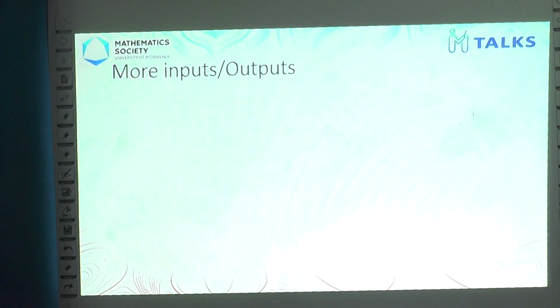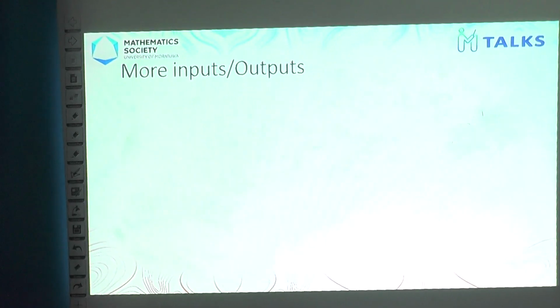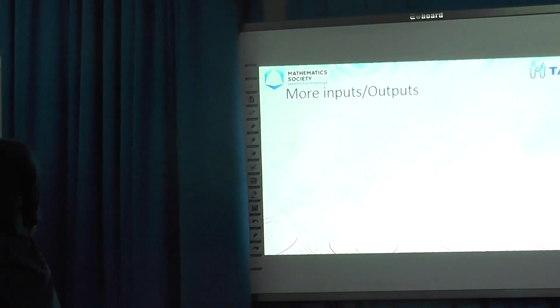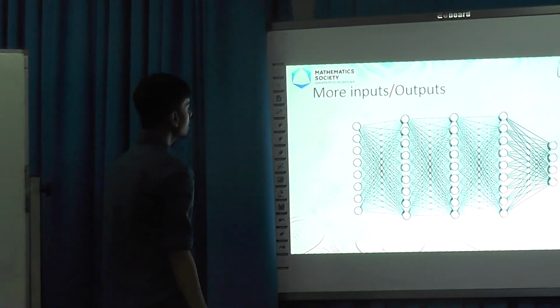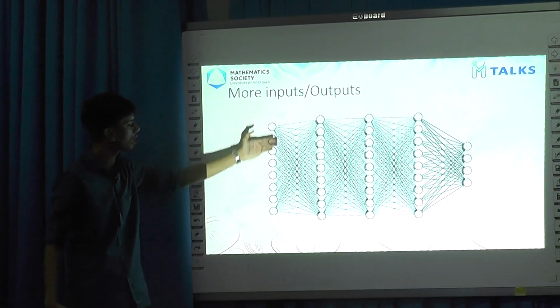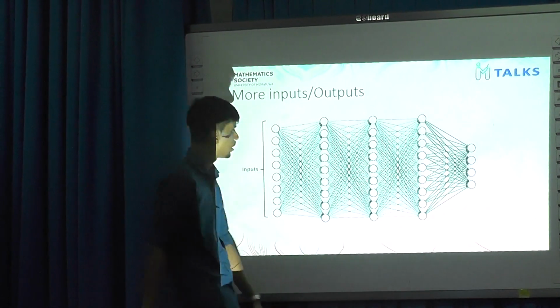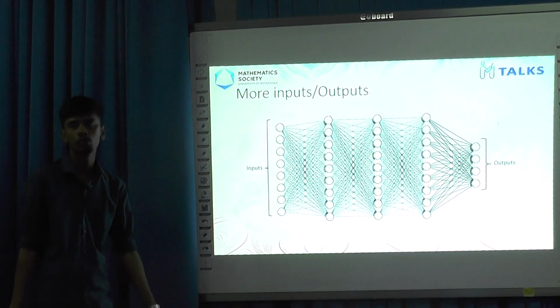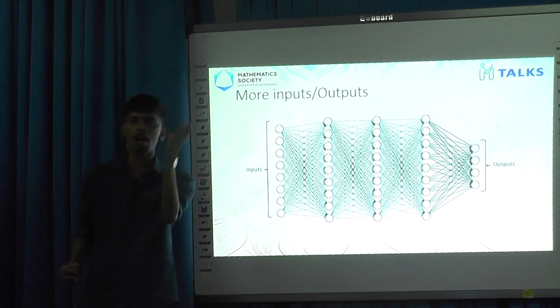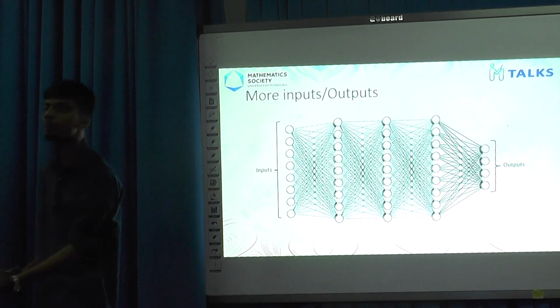Okay, so what will happen if you have more inputs or more outputs? Let's say you want to input an image or a sound clip. No problem. You just have to take more inputs, and all of the operations are the same. And also you can have more outputs as well. Instead of outputting one number, you can output as many numbers as you need.